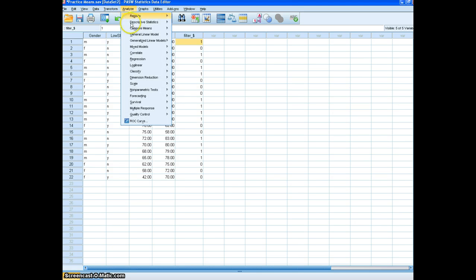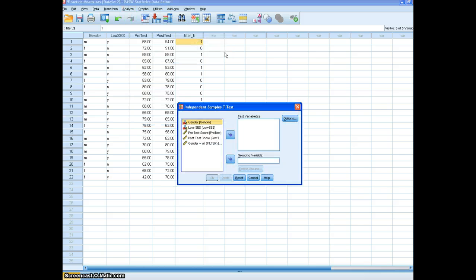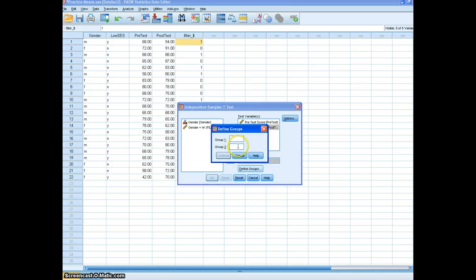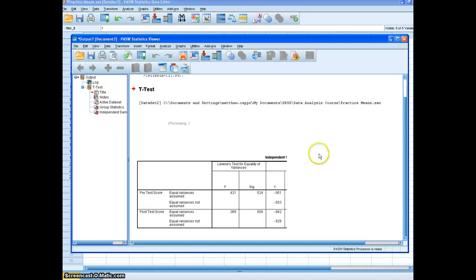So when we analyze, we want to compare the means. We want to use an independent samples t-test. The test variables we want to look at are the pretest scores and the post-test scores, and we can run both at the same time. The grouping variable we're interested in is the low SES. To do this, we have to define what those groups are. One group is yes, one group is no. No options we need to look at. It's going to give us our descriptives.